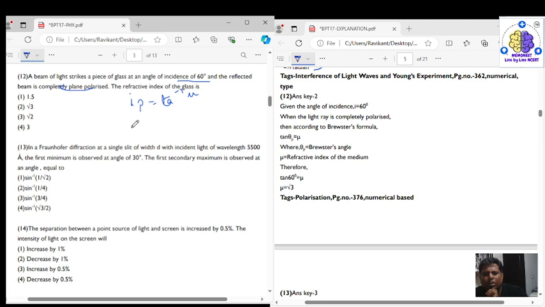They are asking us to calculate mu, that is the refractive index. So the refractive index will be equal to tan i_p, and i_p in the question is given as 60 degrees. Tan 60 is root 3, so our refractive index mu will be equal to root 3, right? So the correct answer for question number 12 is root 3, that is option 2, right? Now let's come to question number 13.